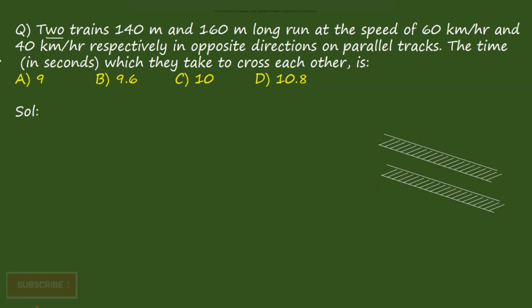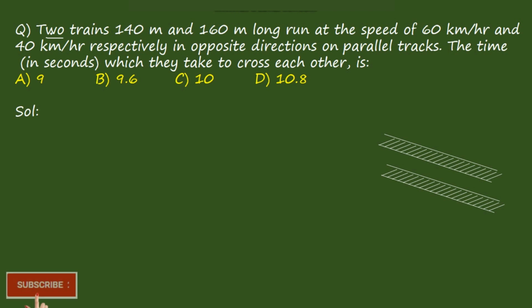Now coming to a similar type of question, okay. The question is, two trains 140 meters and 160 meters long run at a speed of 60 kilometers per hour and 40 kilometers per hour respectively in opposite direction on parallel track. The time which they take to cross each other is, okay.